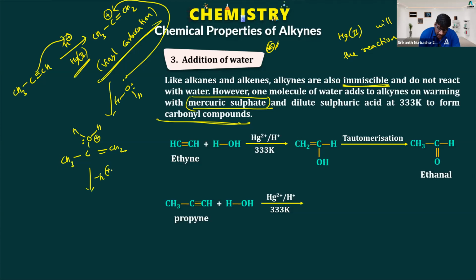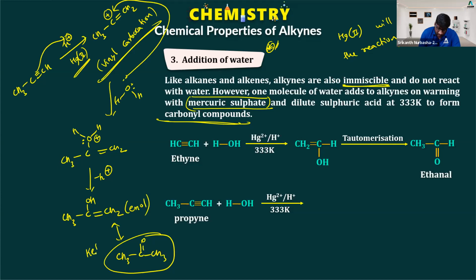Loss of H plus occurs, and you will get CH3C(OH)=CH2. Now you have an enol system. That enol will tautomerize to form the respective ketone. CH3C(=O)CH3 is obtained. This is nothing but your ketone.